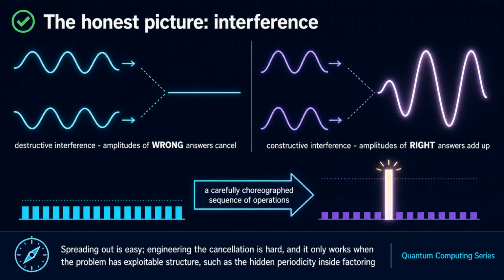So what actually happens? The real mechanism is interference. Amplitudes are complex numbers, so they carry a sign and a phase, and that is what allows them to cancel. A quantum algorithm is a carefully choreographed sequence of operations that arranges for the amplitudes of wrong answers to cancel each other out, while the amplitudes of right answers add up. Only then does measurement become useful, because the probability of landing on the right answer has been amplified. This is also why quantum algorithms are rare and hard to invent. Spreading out is easy. Engineering the cancellation is the difficult part, and it needs exploitable structure.